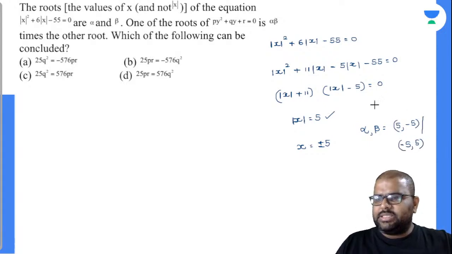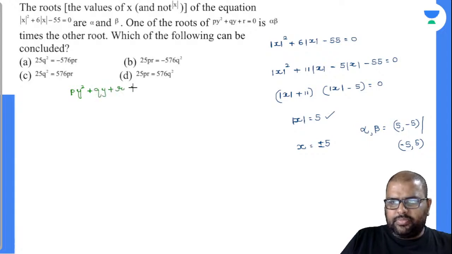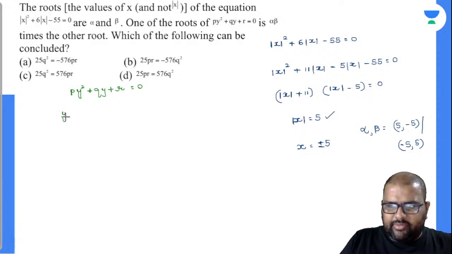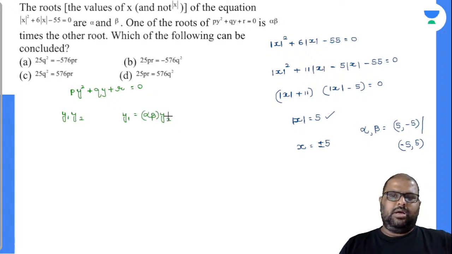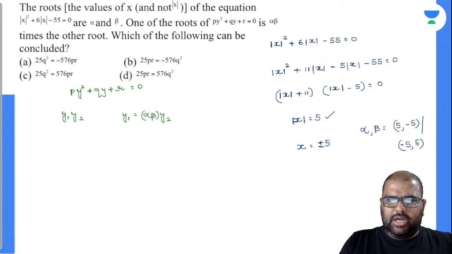So let's come to the next equation. The next equation is py square plus qy plus r is equal to 0. So here the roots are, I'll take y1 comma y2 as the roots. One root y1 is alpha beta times y2, as given. Now I have to frame this equation like this, so I'll do it like this.